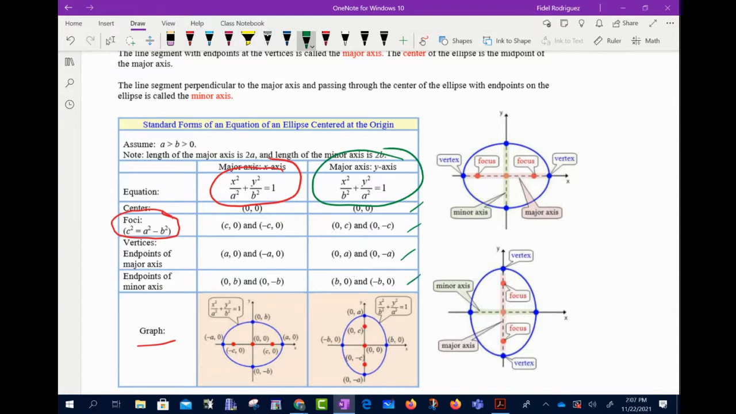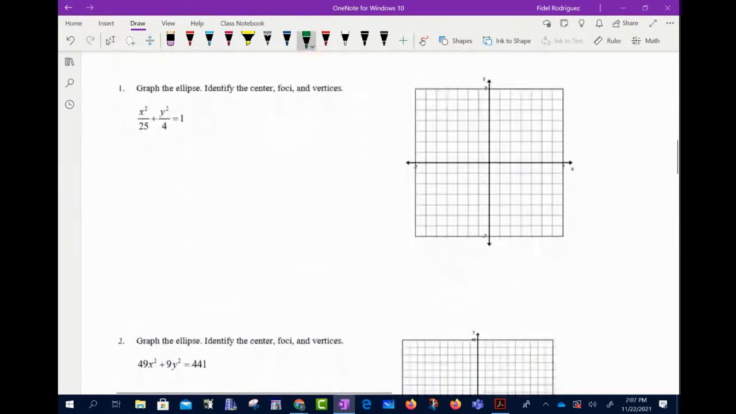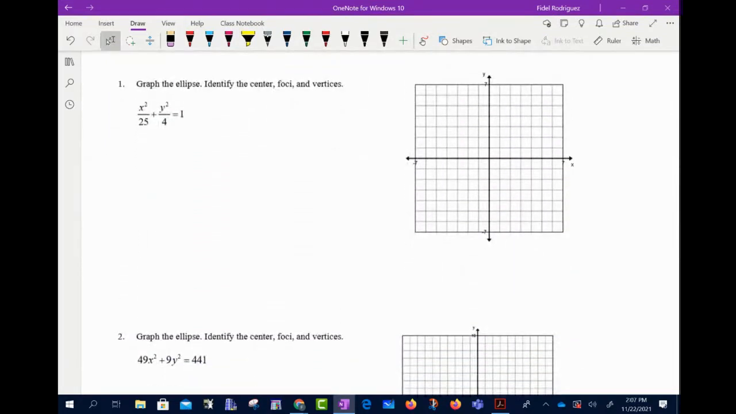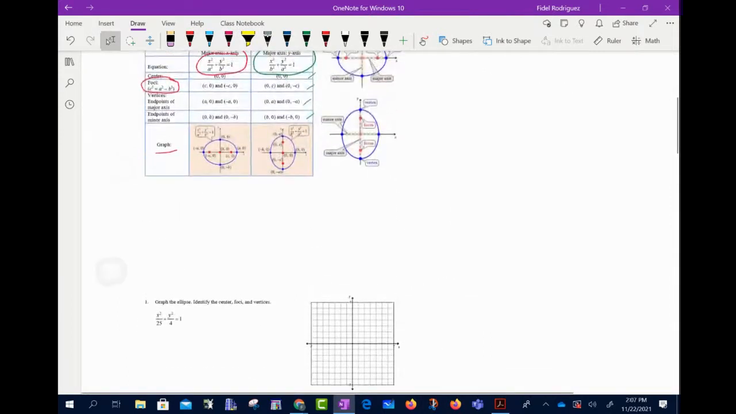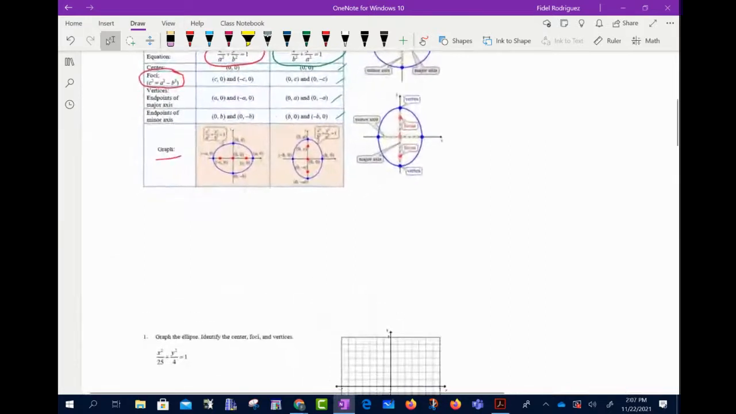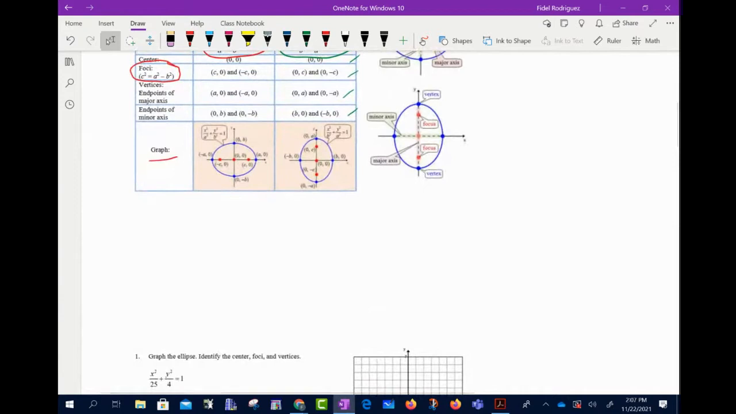Okay, so what we're going to do is use this here to see if we can graph the ellipse. We want to find the center, the foci, and the vertices. So all I'm going to do is zoom out a little bit. I'm going to be going back and forth so we can see what's happening here. And I'll just do my work in this middle region here, y'all.